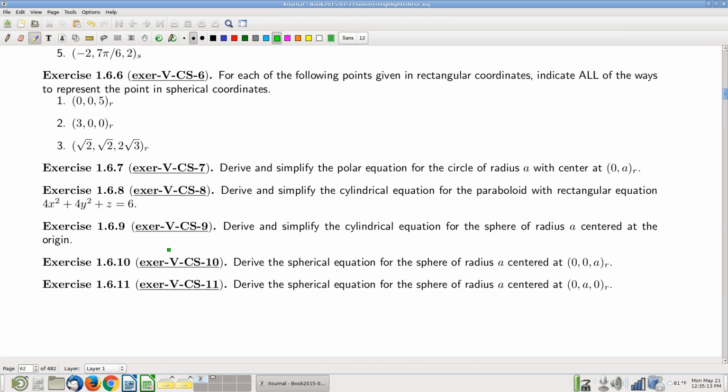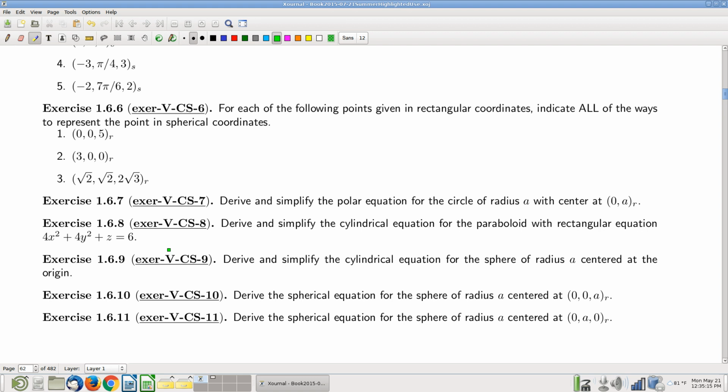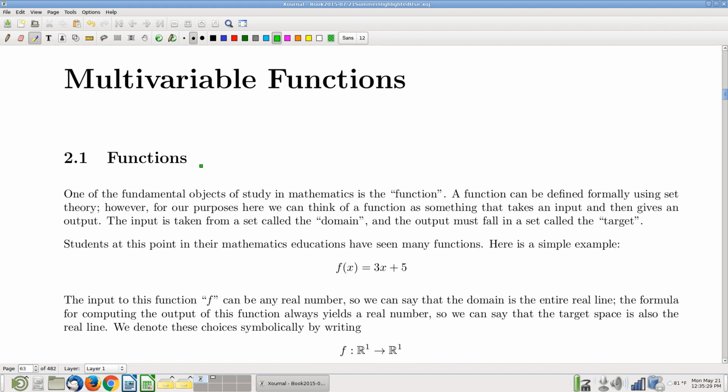It is this one here. All of the ways to represent these points in spherical coordinates. So anyway, answer: there are four different categories, again, each one plus 2 pi n for any of the angles, and so there's technically infinite. Okay, moving on.